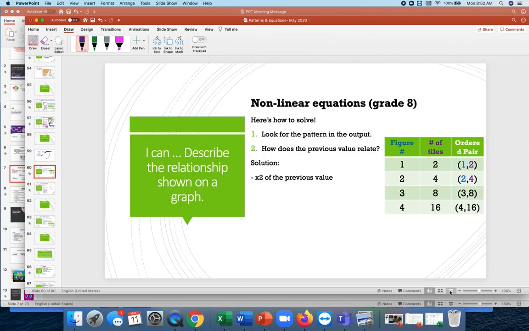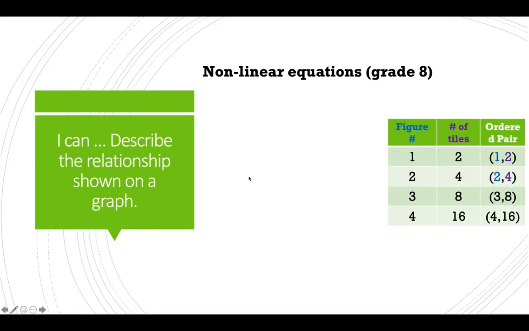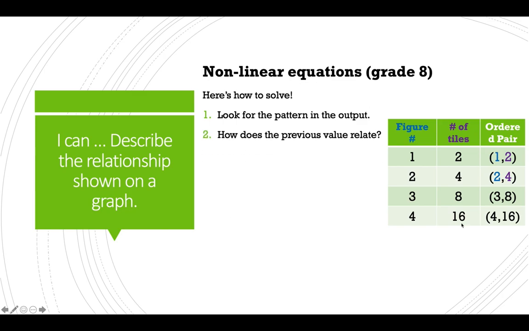Okay, but if you were curious about doing this one, I'll tell you how to do it, which is kind of cool. So we have to look for a pattern in the output. I've changed the question a little bit. So here's the output. We know that it's always increasing by 2. And then how does it relate to the previous value? Again, it's multiplying by 2. The solution is 2 times the previous value.